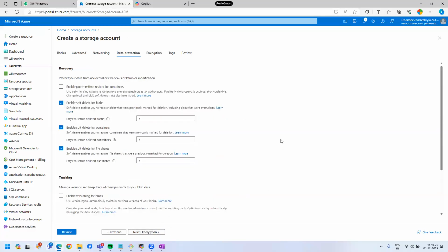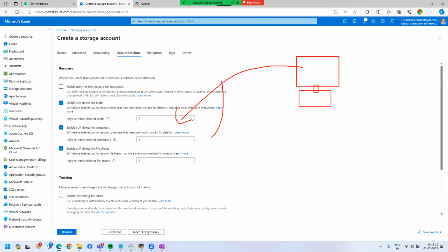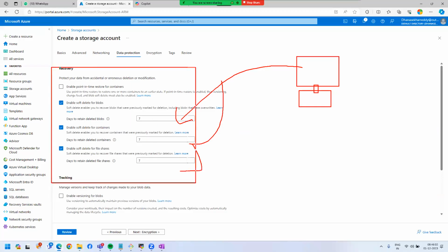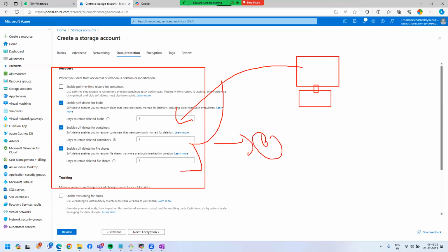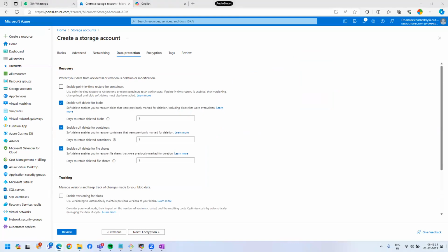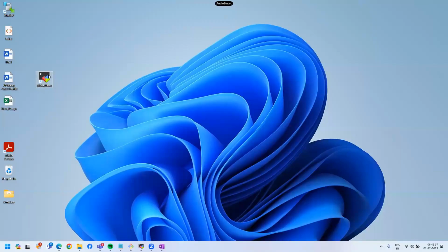Now, data protection. For example, someone accidentally deleted the data. How can we access it? Soft delete, guys. This feature is new, Microsoft introduced it just 6 months back. Best example on my desktop: I have deleted 3 documents. How will I be able to restore them, guys? Any idea? I deleted 3 documents, right? How am I able to restore them?